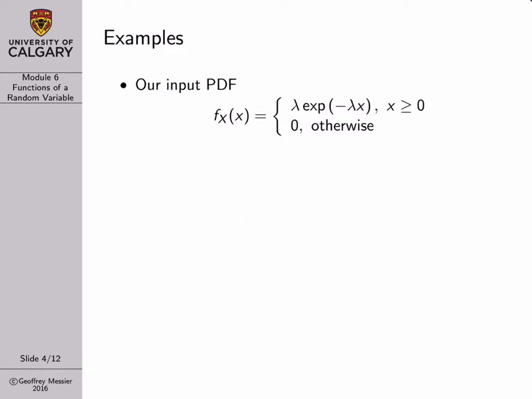Okay, so let's illustrate how this works using a few examples. For the examples that we're going to do in this module, we're going to assume that our input random variable x is exponentially distributed with a PDF given as follows.